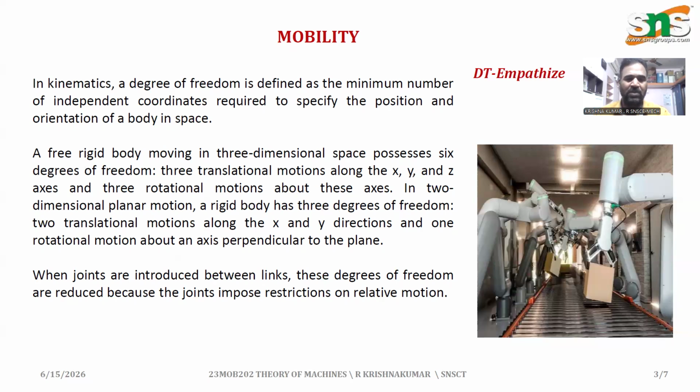This means that one input motion is required to control the entire mechanism. As one link rotates, the positions of all the others are uniquely determined. These characteristics make the four-bar linkage useful in machines, engines, pumps, and robotic systems. Another example is the slider crank mechanism used in internal combustion engines.